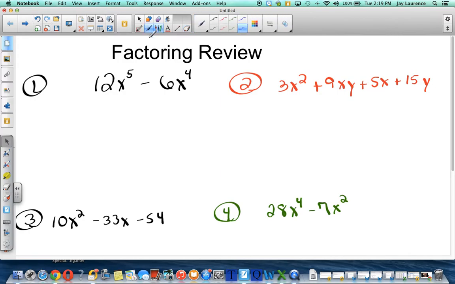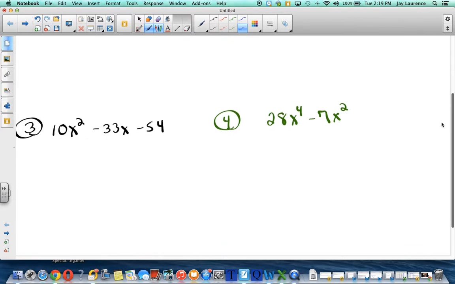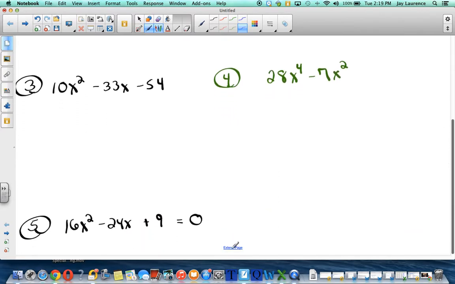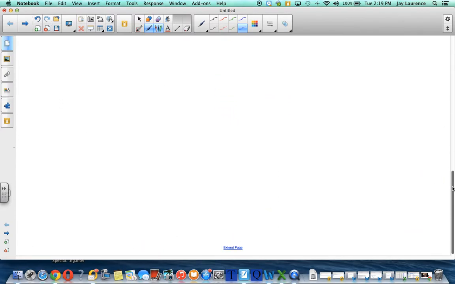All right, well, the first four problems, actually there's 5 problems on here. We're just going to do a little factoring. The 5th one we're actually going to solve, okay? I think it's down here at the bottom. Yeah, it is. Let me get a little more room so I can do my work.